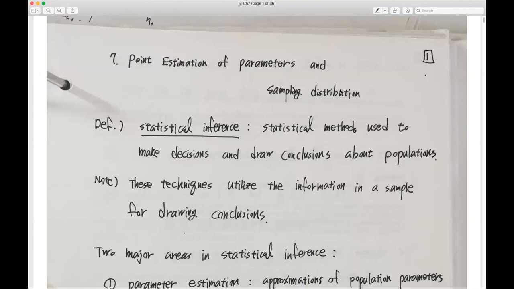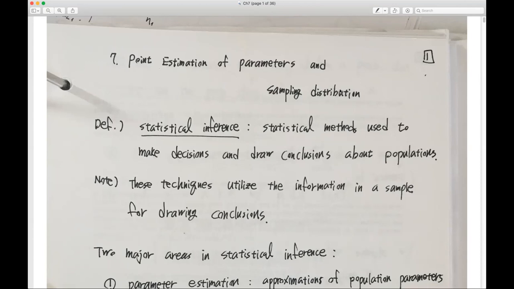Okay. So here, point estimation is nothing but approximation. And the parameters are the population mean, population variance, and population standard deviation. These are called the parameters. So using the sample, we're going to approximate those parameters of the population.